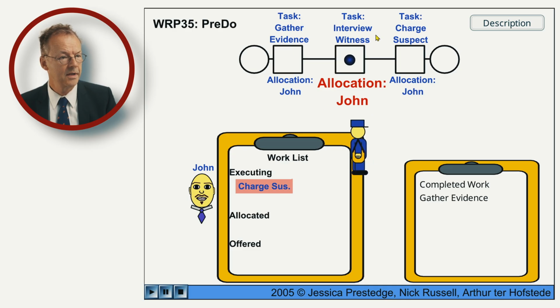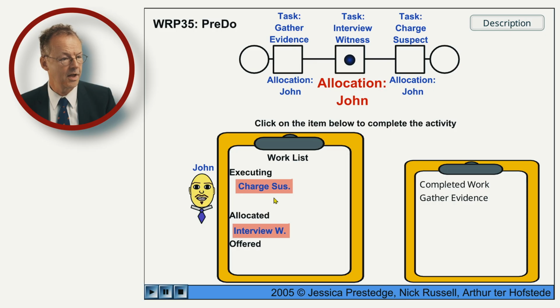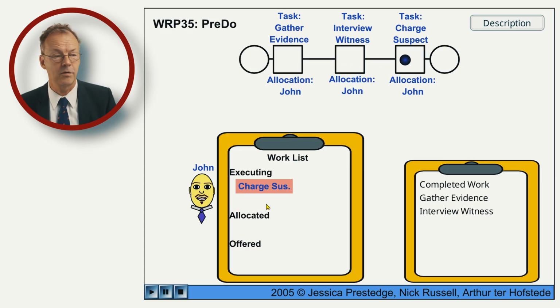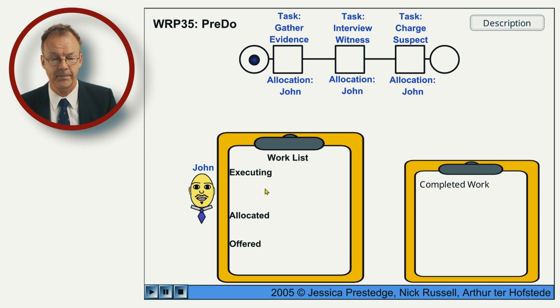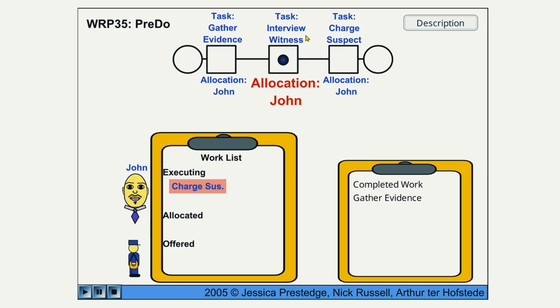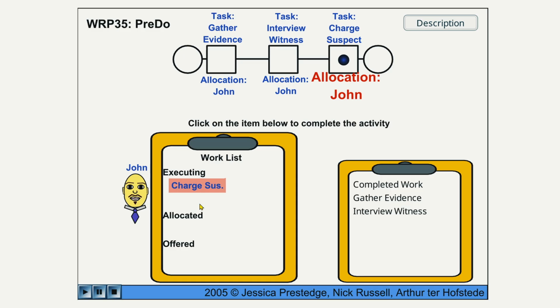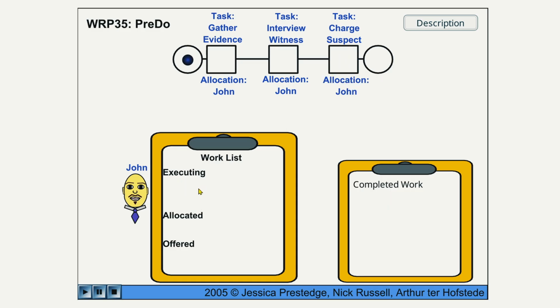So now the interview witness work item is allocated to John and John starts working on it, and now he completes the interview witness work item and then he completes the charged suspect work item. This is a little confusing. In the flash animation, John can start working on the charged suspect work item before interview witness is completed. However, he cannot complete charged suspect before interview witness has been completed.